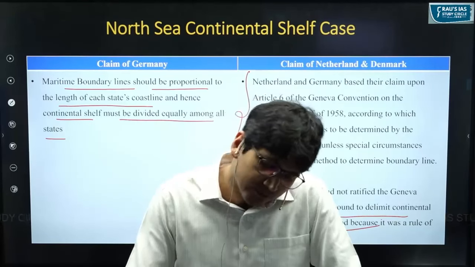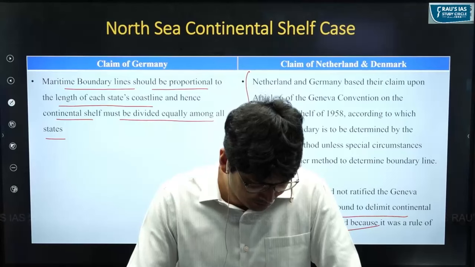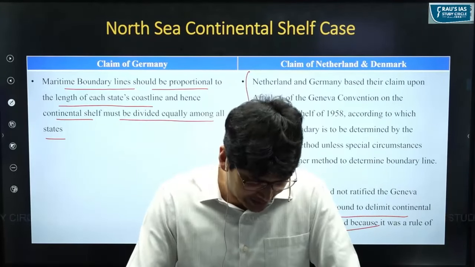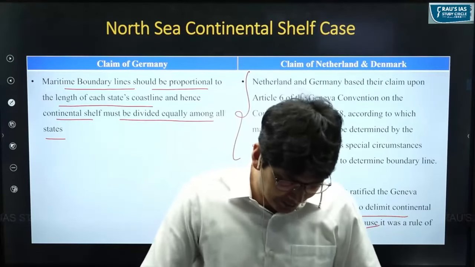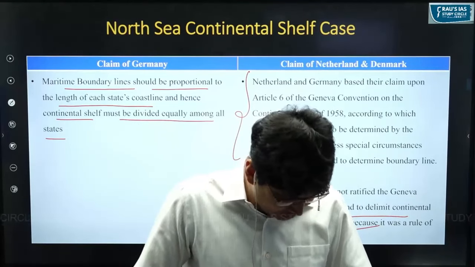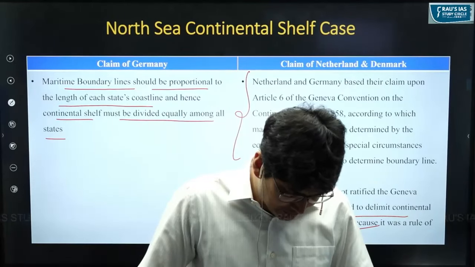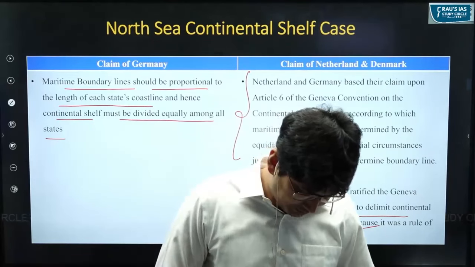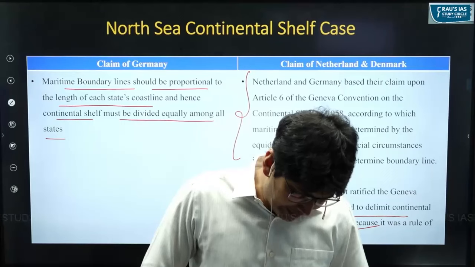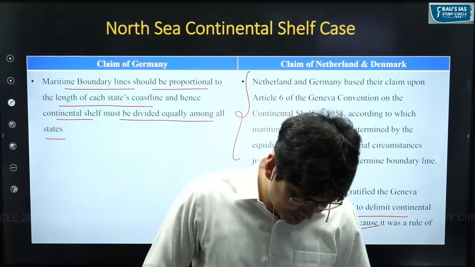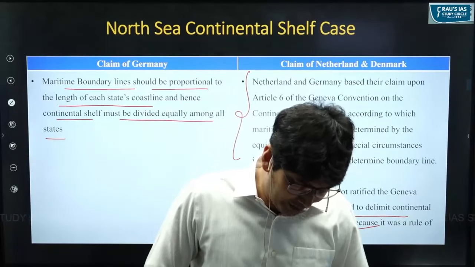Second, virtually uniform practice, which is consistent and undertaken in a manner that demonstrates general recognition of the rule of law or legal obligation, that is opinio juris.